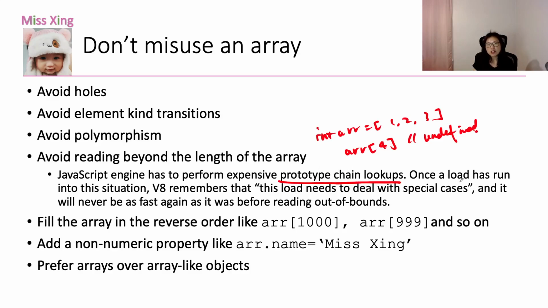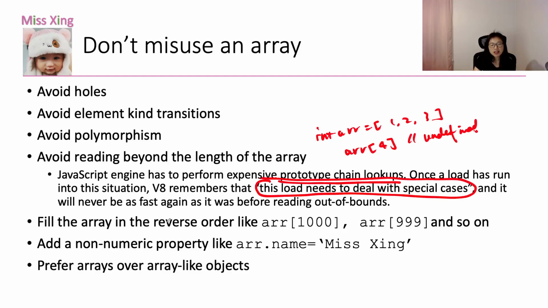Once a load has run into this kind of condition, V8 will remember that this load, on this array, needs to deal with special cases, which is reading beyond the length of the array. Then it will never be as fast again as it was before reading out of bounds, because every time later it will say, okay, for this array we have to do something special, so it has a performance cost.